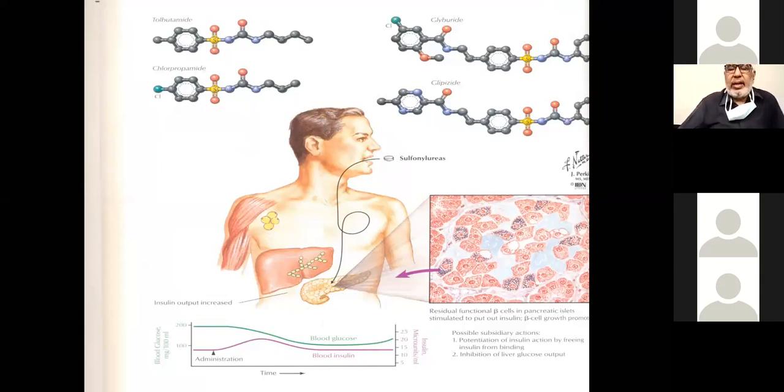And the other, insulin, as we have discussed, is mainly used in type 1 diabetes. But in type 2 diabetes, we mostly administer the oral hypoglycemic drug.